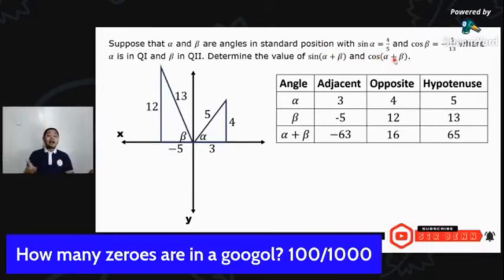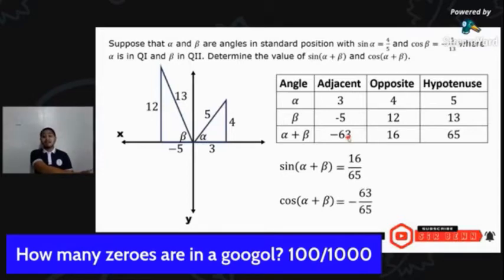By applying now the trigonometric ratio. Isn't it that sine theta is equivalent to opposite over hypotenuse, while cosine theta is equivalent to adjacent over hypotenuse? So we're just going to apply that concept. In that case, sine alpha plus beta will be equivalent to its opposite over hypotenuse, and that will be 16 over 65. That's it. And for cosine alpha plus beta, that would be adjacent over hypotenuse. So adjacent will be -63, and the hypotenuse is 65. So the answer now will be -63 over 65.